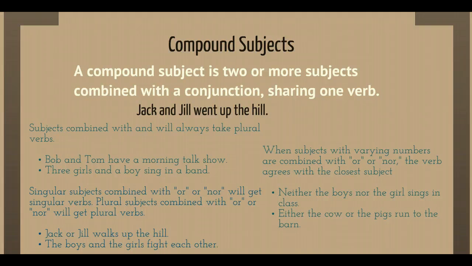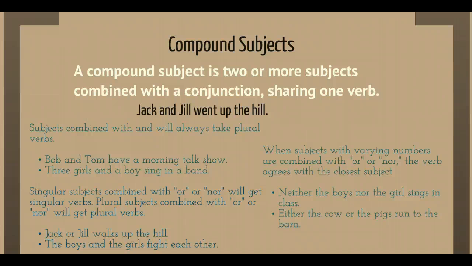Now here's where it starts to get a little tricky. We have a bunch of rules for compound subjects. A compound subject is two or more subjects combined with a conjunction. So remember those fanboys from last week? Right. So we have our subjects combined with those fanboys. They're going to share a verb. That's how we know it's compound. Right. So we have Jack and Jill went up the hill. That's our compound subject.